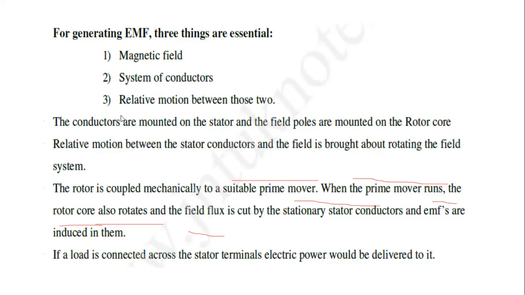In the case of an alternator, the conductors are placed on the stator and the magnetic field is placed in the rotor core. The relative motion between the stator conductors and the field is brought about by rotating the field system. If any one of them is rotating, then according to Faraday's laws, an EMF is induced. Therefore the rotor is coupled mechanically to a suitable prime mover.